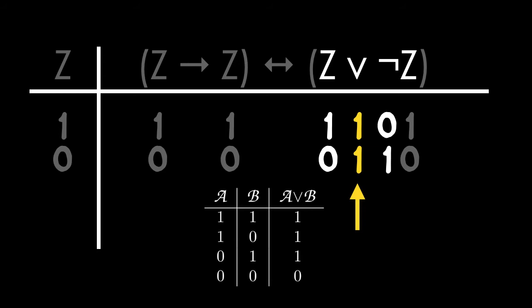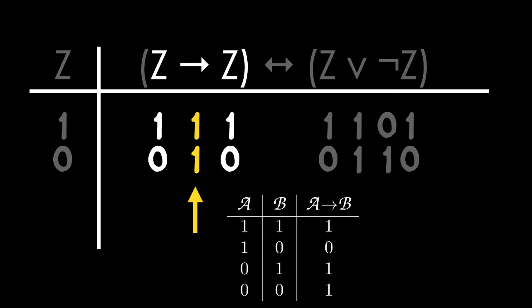Now that we've calculated the value for not Z, we can combine it with the value of Z to get a value for Z or not Z. It gets a 1 when it's 1 or 0, and it gets a 1 when it's 0 or 1. Now we can go over to the left-hand side and calculate the conditional, Z arrow Z. 1 arrow 1 gets a 1. 0 arrow 0 gets a 1.